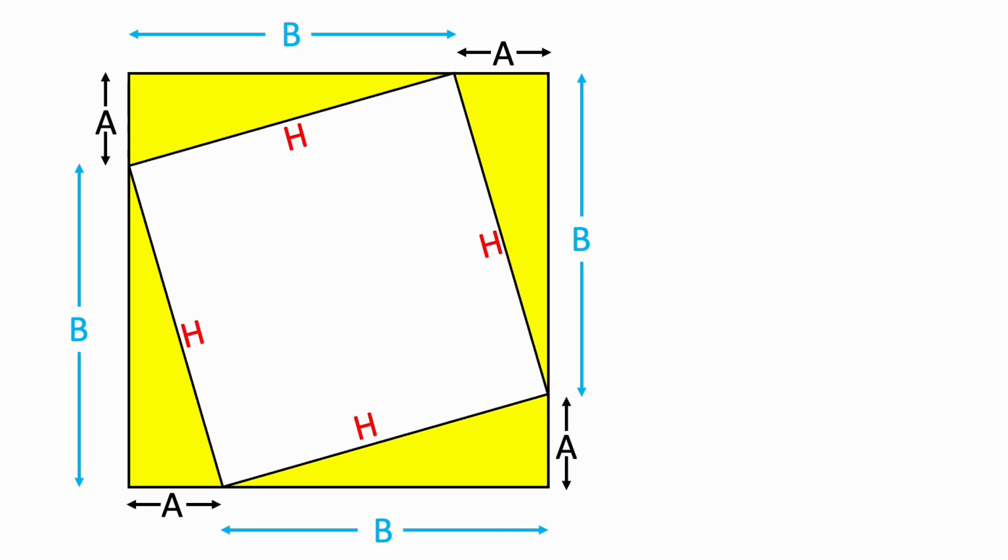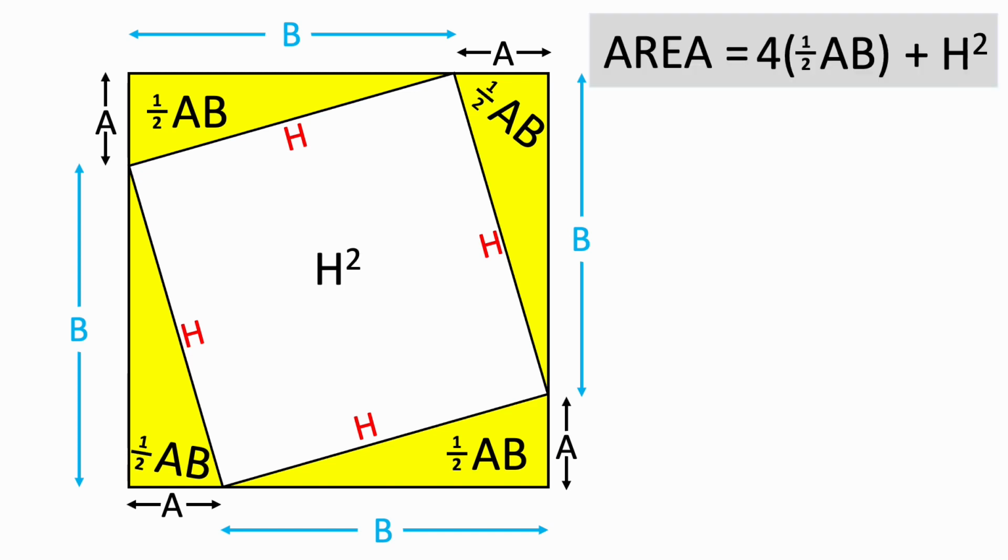Now I'm going to start off with the yellow triangles. One of the yellow triangles, of course, would just be a half times base times height. So that's a half times A times B. And we've got 4 of those. So 4 half ABs. And then the white square in the middle, that's just a square that's H by H. So it's H squared. So the area of the whole figure is 4 times a half AB. That's just the 4 yellow triangles, plus the H squared in the middle.